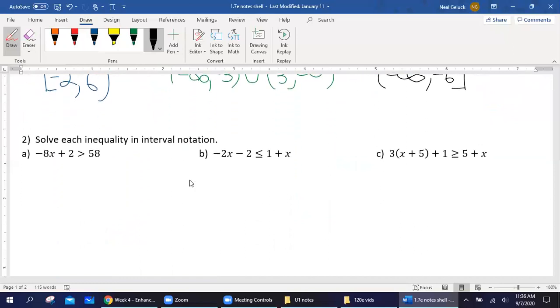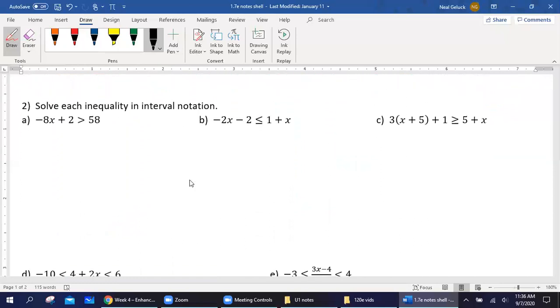So now we're going to get into solving inequalities. But when we get done, we're going to write our answer in interval notation. Remember, solving an inequality is just like a normal equation, except if we multiply or divide by a negative we have to flip the inequality. That's the only thing that changes. Otherwise, it's solving like normal.